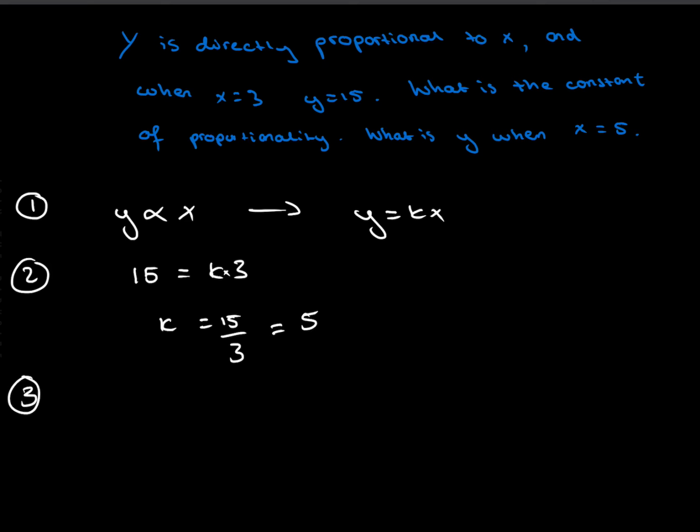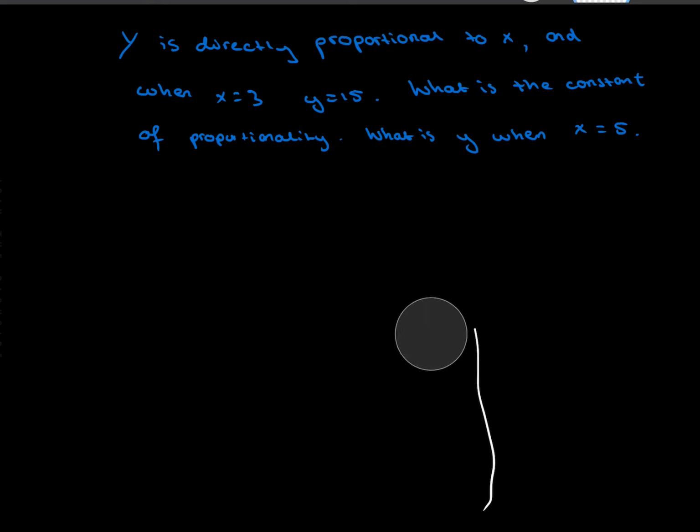Write the equation again with our k in, so y is equal to 5x. Then we're asked to find what y is when x is equal to 5. That is very simple. We just have to use the equation that we have. When we're doing a proportionality question, we always have to find k, the constant of proportionality. So we have our equation, y is equal to 5x.